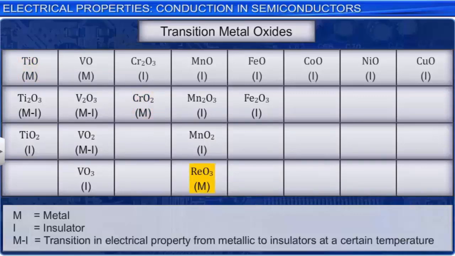Oxides like TiO2, VO3, and many metal oxides behave as insulators. For certain metal oxides like Ti2O3, V2O3, and VO2, there is a transition in electrical property from metallic to insulating at a certain temperature.